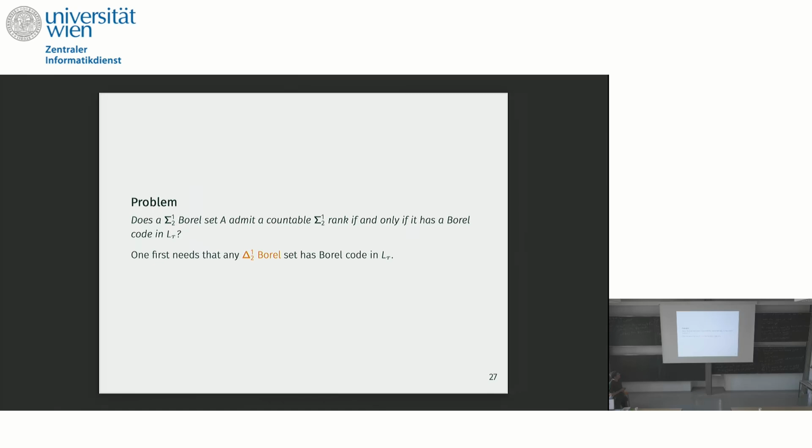Okay, again, this was the problem that we now came up with. You take a sigma 1, 2 Borel set. Does it have a countable rank if and only if it has a Borel alpha code in L? And as you can see, if you want to prove that, we first need to, I mean, in particular, delta 1, 2 sets, of course, have ranks of length 1, so we need to prove it for those, and that's already non-trivial.